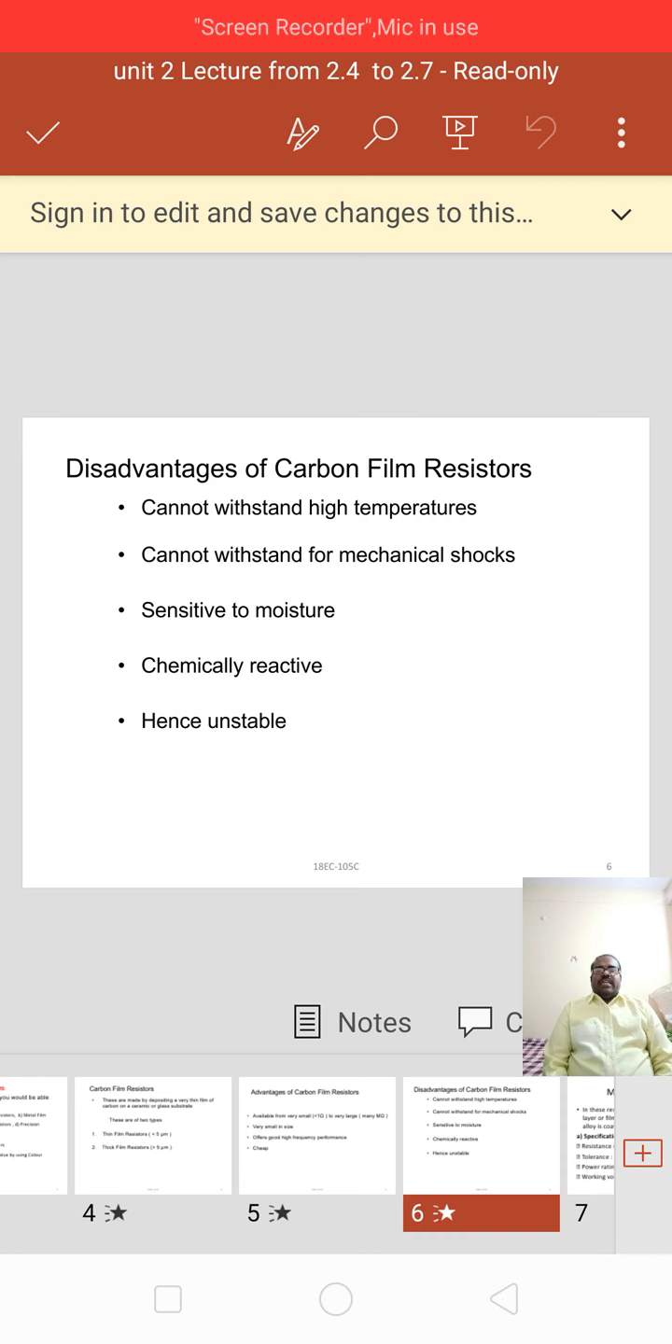Once again, I am repeating. They cannot withstand high temperatures. They cannot withstand mechanical shocks. They are sensitive to moisture. They are chemically reactive, hence they are unstable. These are a few disadvantages of carbon film resistors.